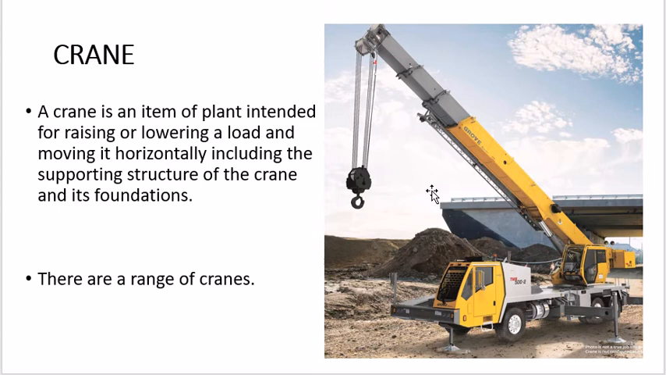A crane is an item of plant intended for raising or lowering a load and moving it horizontally. This crane has two purposes. Through this hook, it is attached to the component or the material or the part. Then, due to this hydraulically controlled jib, it is moved from one point to another through the tires. According to the application, different kinds of cranes are available, but it is used to carry the load and move it horizontally and vertically to a different location.